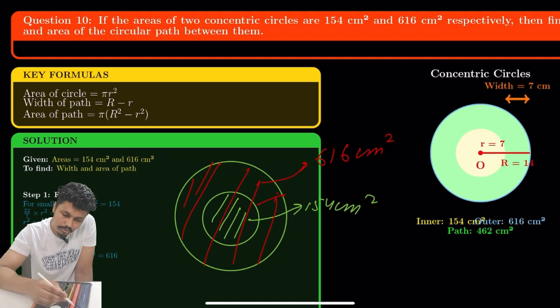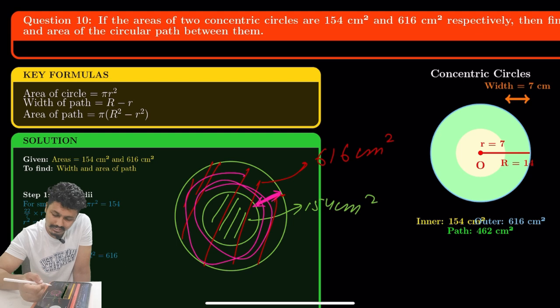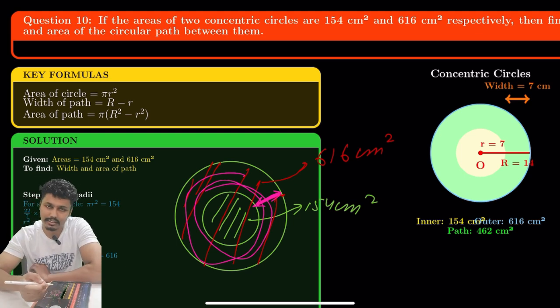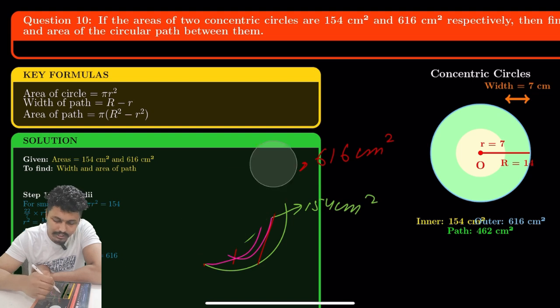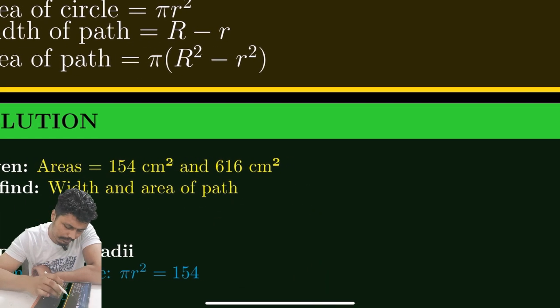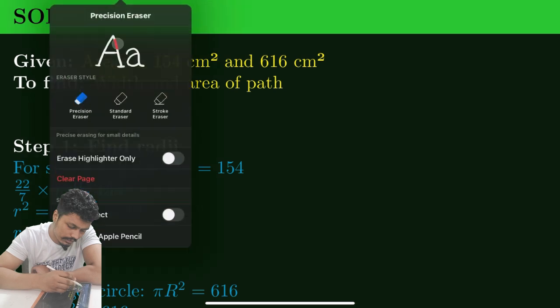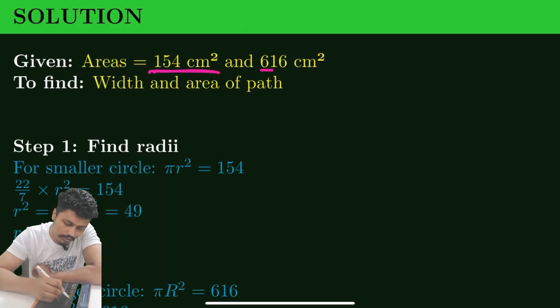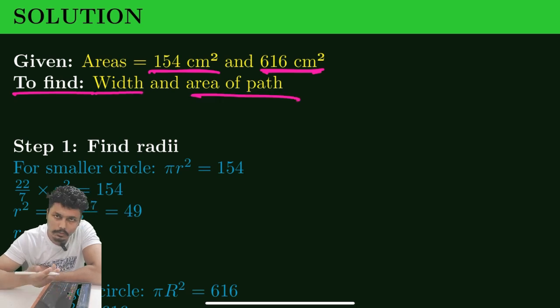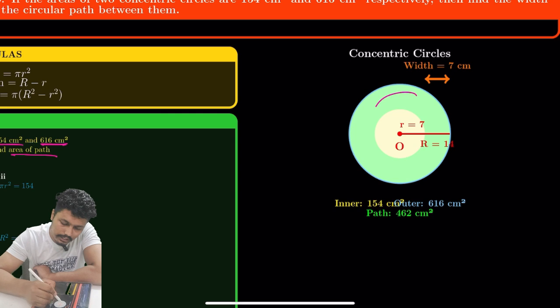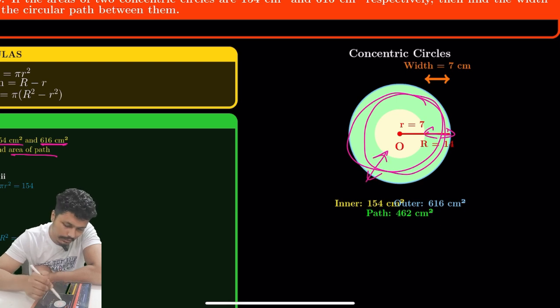So I need to find out between these two. I need to find the width, this one, and I need to find the area of this one. It's a very easy question. So let's start. What is given? Given are the areas. The area of the inside circle is 154, the outside one is 616 centimeters square. What do we need to find out? We need to find the width and the area of the path. The area of the path means the area of this outer path. I need to find the area of this one, and I need to find the width also. Okay, let's go.